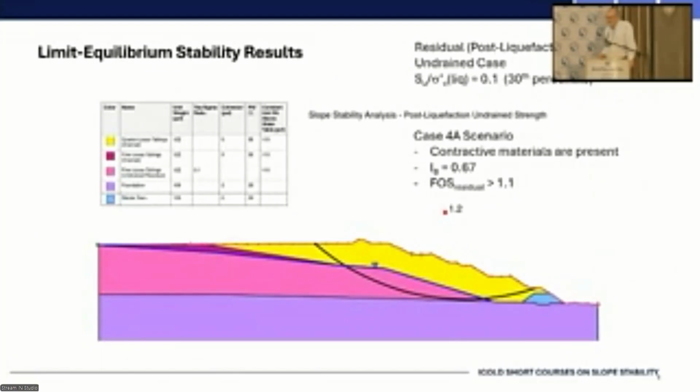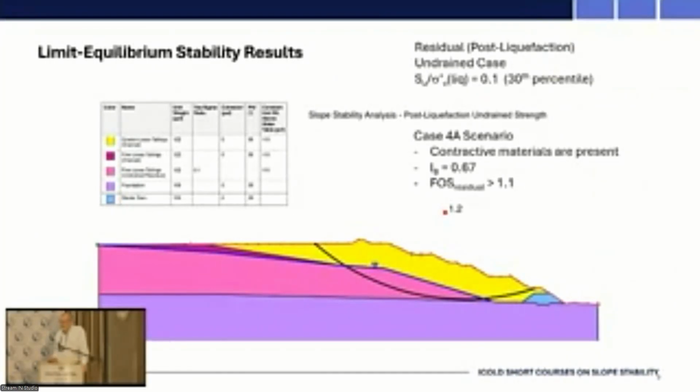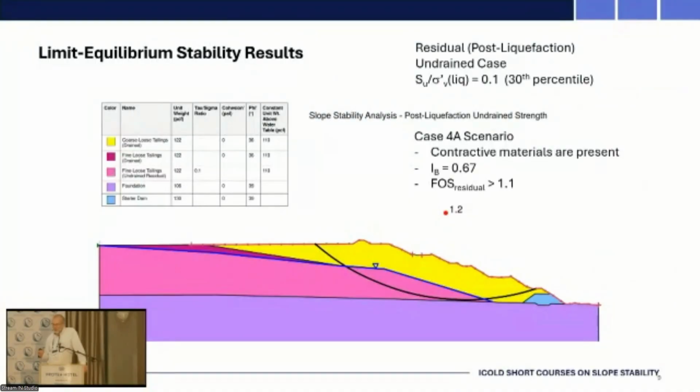Okay. Here are the limit equilibrium analysis results for the post-liquefaction, or residual strength, case. This is done using a 30th percentile value of Su over sigma_v of 0.1. In this case, this would match a case 4A in the ICOLD flow chart, because we have contractive materials present.